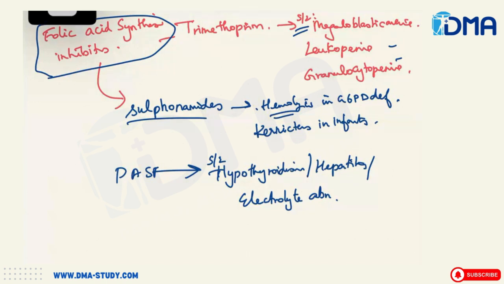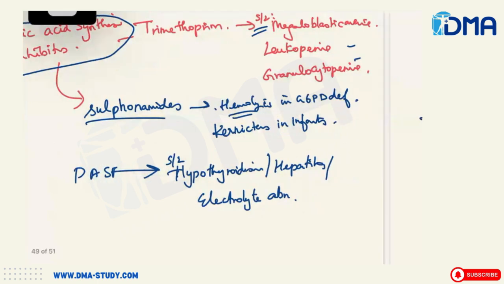Hemolysis happens in G6PD deficient patients whenever they are given sulfonamides. Also, pernicious chances are more for infants who are exposed to sulfonamides. Then about para-aminosalicylic acid, the problem with this drug is, though it has good antimicrobial property, it has a high chance of causing hypothyroidism, along with chances of hepatitis and electrolyte abnormalities.